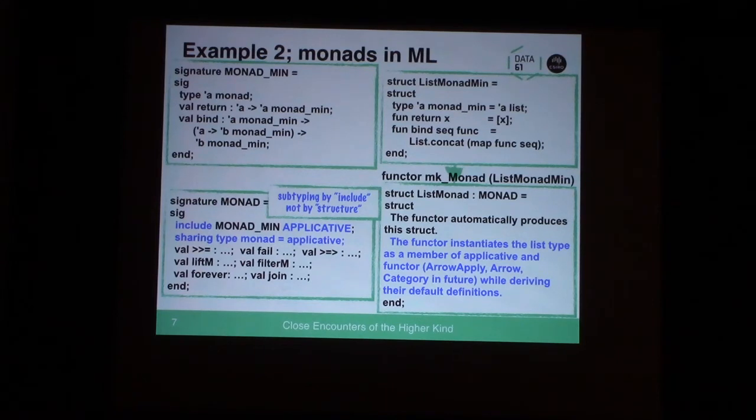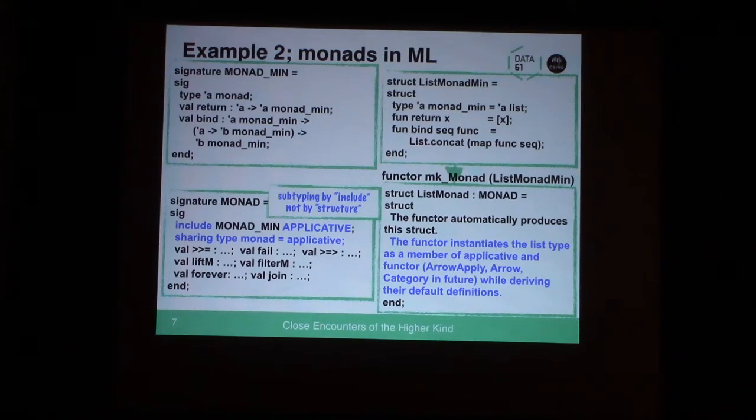The elaboration functor makeMonad is only half of the automation we achieved. The other half is about automatic instantiations as superclasses. We know that every monad is applicative. So we can safely include the specification of applicative inside the specification of monad. The keyword sharing ensures that we are talking about the same type constructor.